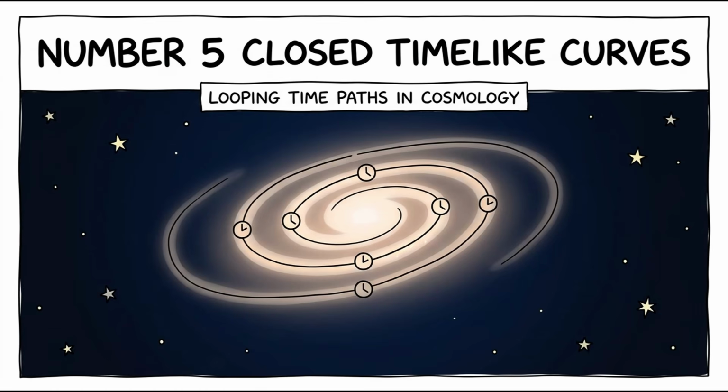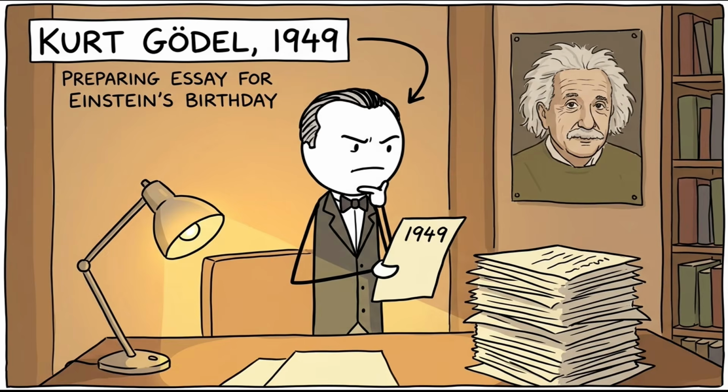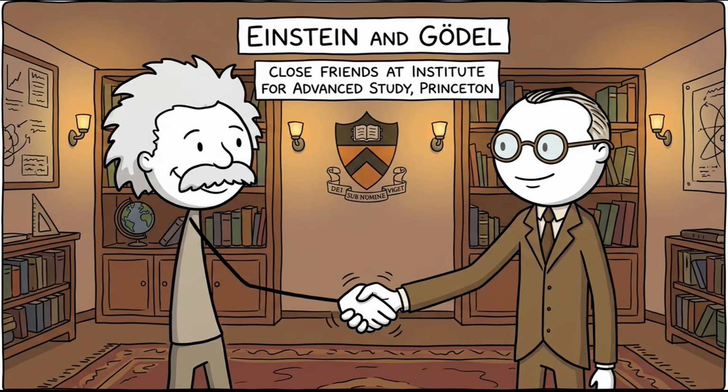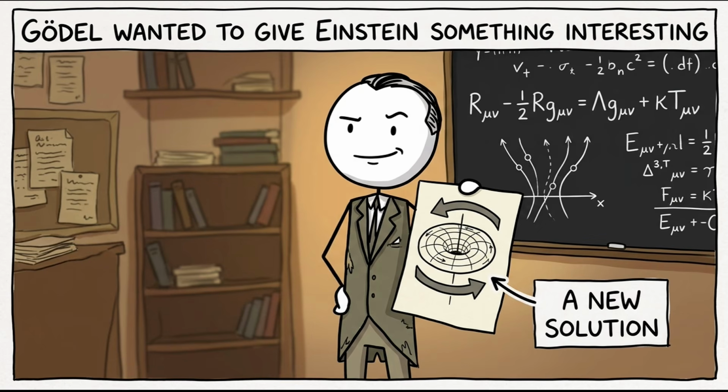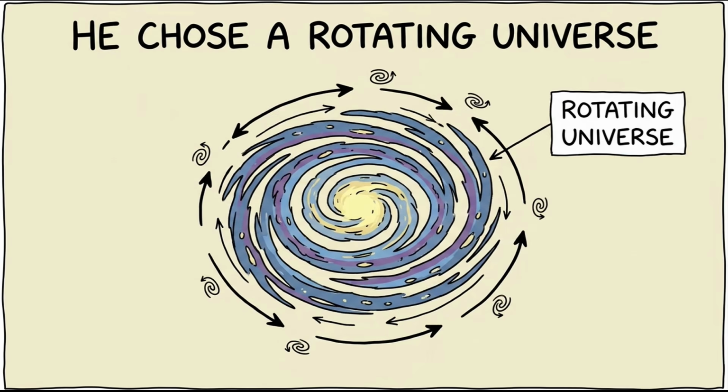Number 5. Closed time-like curves. In 1949, Kurt Gödel was preparing an essay for a volume celebrating Einstein's 70th birthday. The two were close friends at the Institute for Advanced Study in Princeton. Gödel wanted to give Einstein something interesting, a new solution to the field equations. He chose a rotating universe.